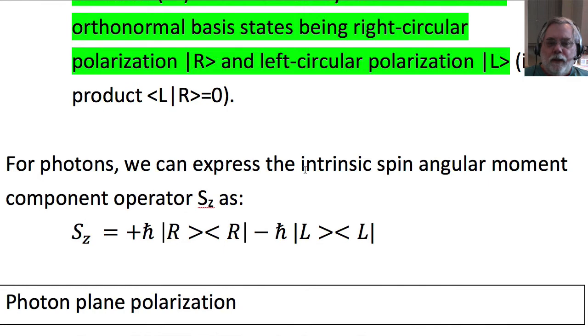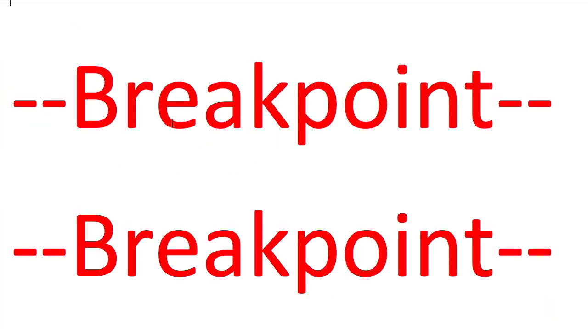For photons, we can express the intrinsic spin angular momentum component operator Sz as plus h bar times the projection for right circular polarization, ket R bra R, minus h bar times the projection for the left circular polarization, ket L bra L. Now that was all pretty complicated, but now we will simplify. This is a possible time to take a break.